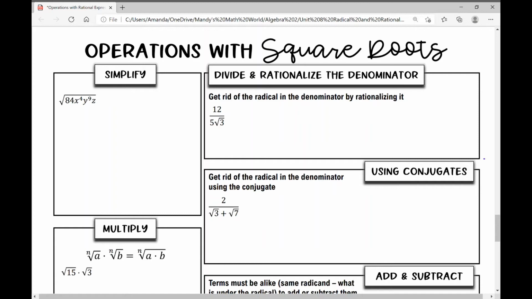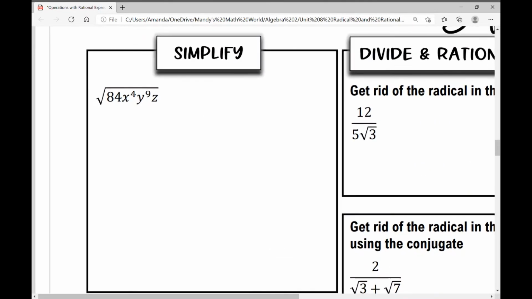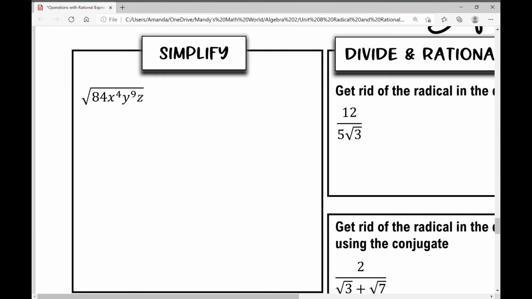Today we're going to be reviewing these operations with radicals, and this first graphic organizer is going to go over operations with square roots. So first, let's go over how to simplify a square root. This particular radical contains a number and a set of variables raised to different exponents. So the first thing we're going to do, off to the side, is simplify the square root of 84. So how do I simplify a non-perfect square?